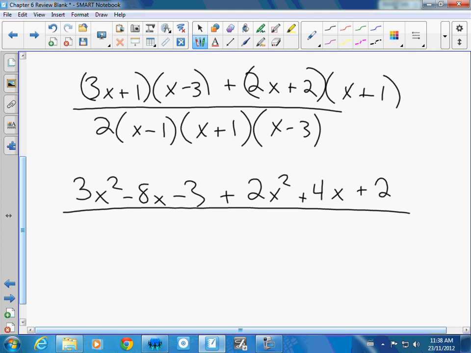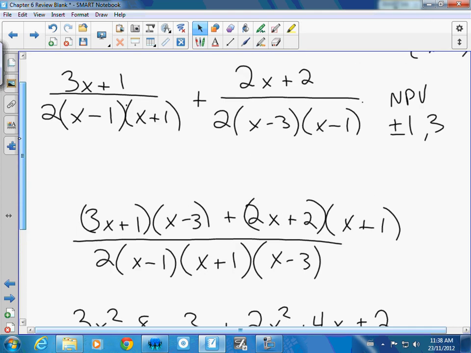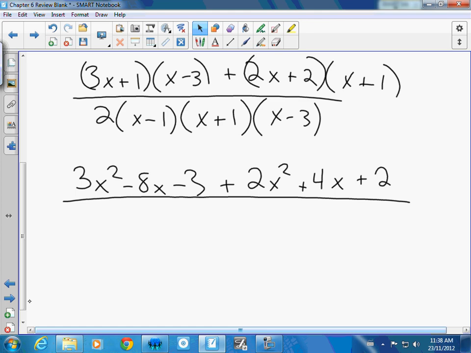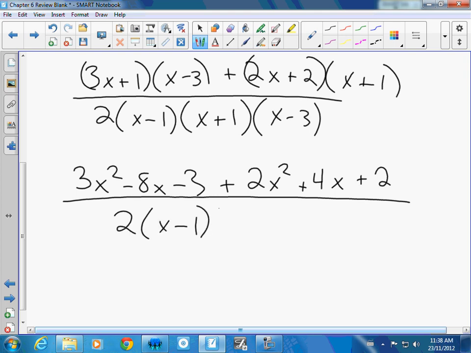Same thing again. We have an x minus 3, an x minus 1, and a 2. We're trying to get a denominator. What are we missing? We're missing an x plus 1. So it's 2x plus 2 times x plus 1, right? It's just another equivalent rational. That's why we have that there. Okay, did I do my math correctly? Okay, all over top of 2, x minus 1, x plus 1, x minus 3.